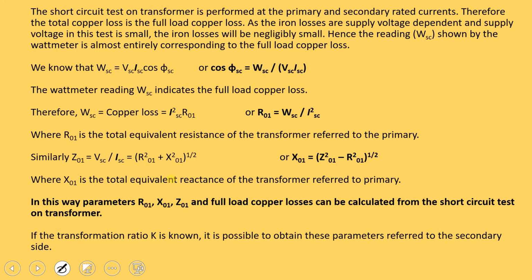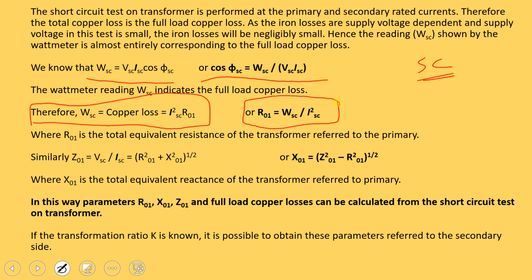Now the calculations. Here we are finding the short circuit values. WSC, the wattmeter reading during the short circuit, is given by VSC ISC cos phi SC. SC means short circuit, so we find the power factor from here. The wattmeter reading WSC indicates the full load copper losses, and it is given by this formula.